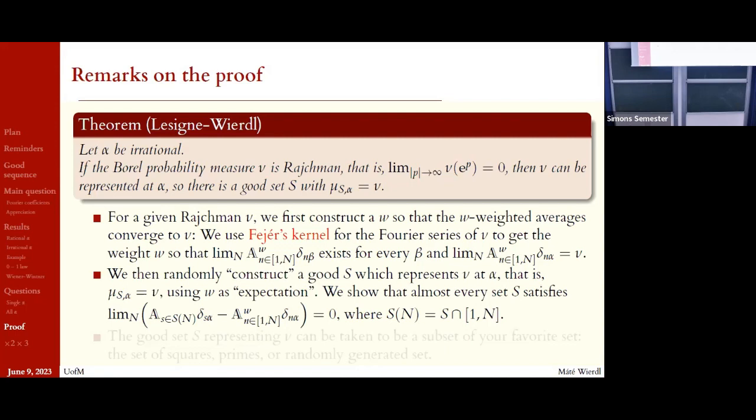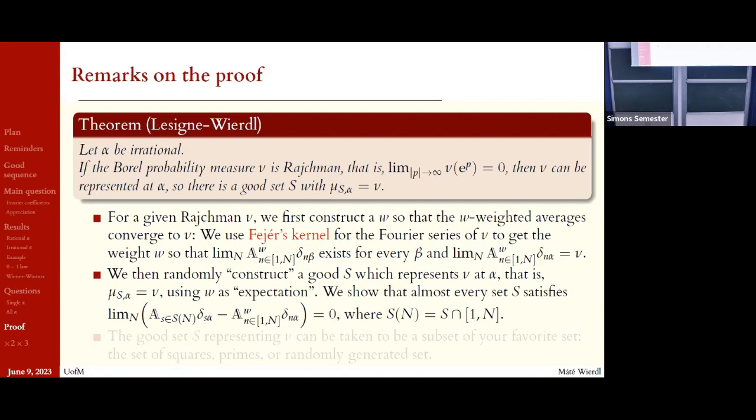So we then randomly construct. Actually, Ruja always uses construct. Well, not always, but I heard him doing it many times. Then he apologizes. So we then randomly construct a good S which represents nu at alpha. That is, mu S alpha, so the limit measure, is equal to nu at alpha. And how do we do that? Well, we use W as expectation.